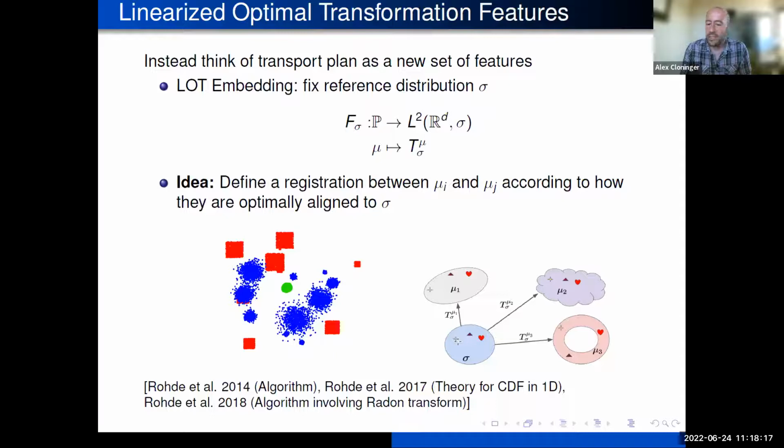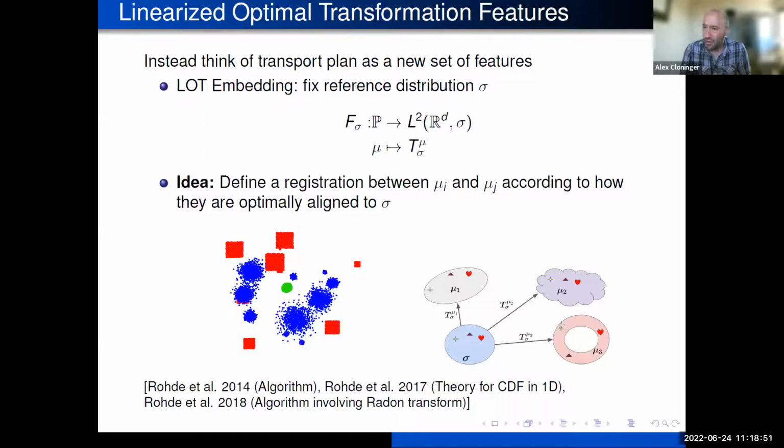For each point in sigma, it goes to some corresponding point in mu1 when I do this in an optimal way. And it goes from sigma to mu2 in some optimal way. It goes from sigma to mu3 in some optimal way. Well, now I have a registration. Because now the star went here, the star went here, the star went here. I'm going to think of those three little regions as sort of being aligned. Okay. And now we can start talking about what we can do with these features.